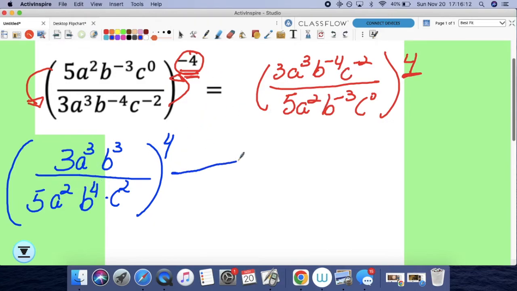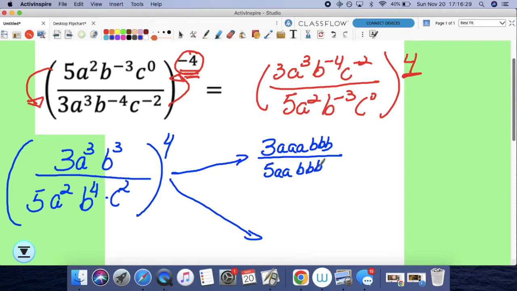Actually, let's do it two ways. Let's do it one way you simplify and one way you don't. You simplify later. So let's simplify. So if I simplify, let me tell you what that looks like. That looks like this right now. A times a, b times b, all that in the numerator. 5, 2 a's, 4 b's, b times b, and 2 c's. All that raised to the fourth power.